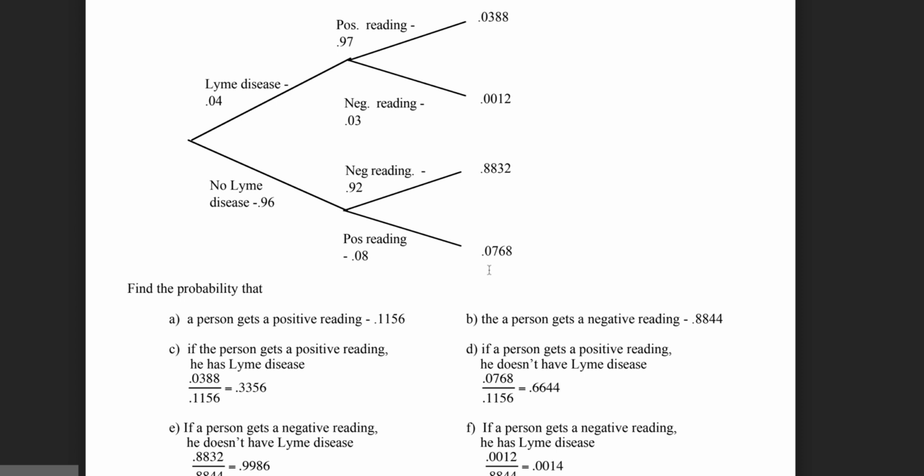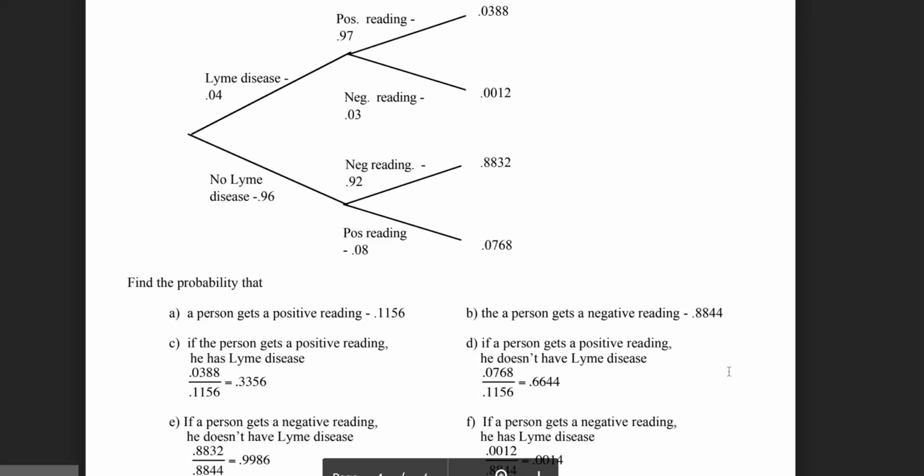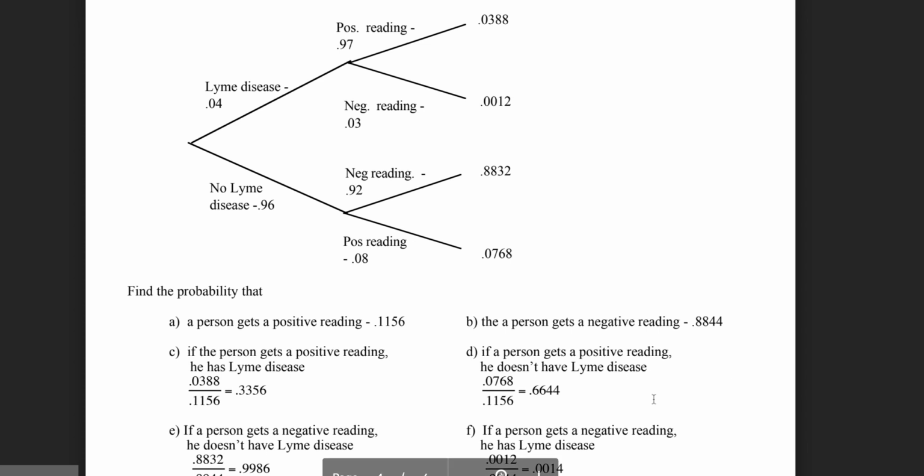It's just because the positive reading for no Lyme disease is quite high. It's like a 7% chance that you don't have it, but it says you do. That's quite high. So if it gives you a positive reading, the doctor might say, well, there's still only a 33% chance you have it. So we're going to do some more tests or give you a second test or something like that, right? That happens all the time.